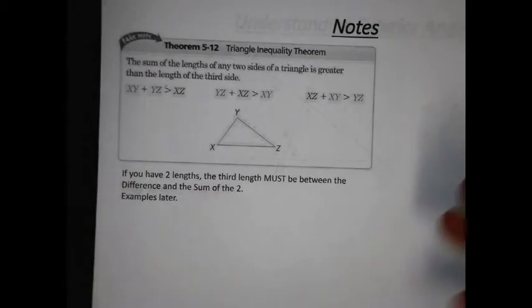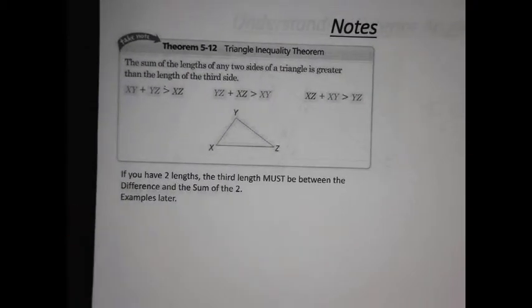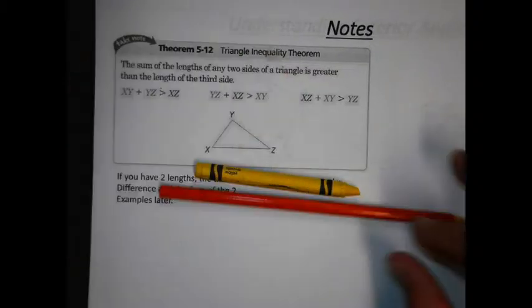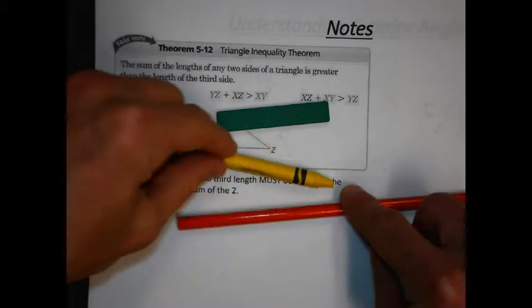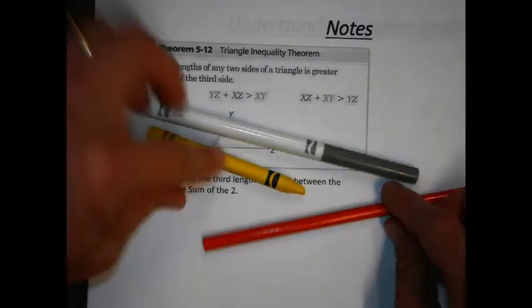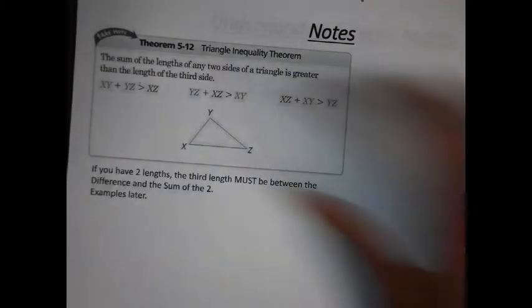And we'll do some more examples later. But that's the triangle inequality theorem. So remember this example. Can't make a triangle here. We can make a triangle there. Okay, so that's that. Let's do some examples.